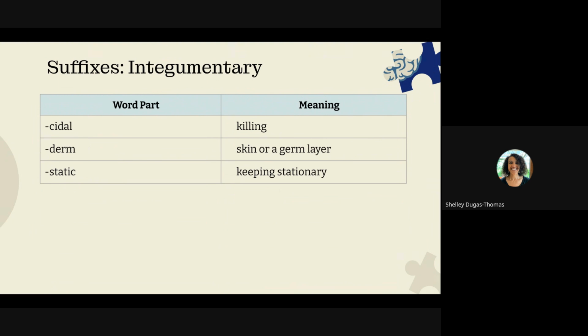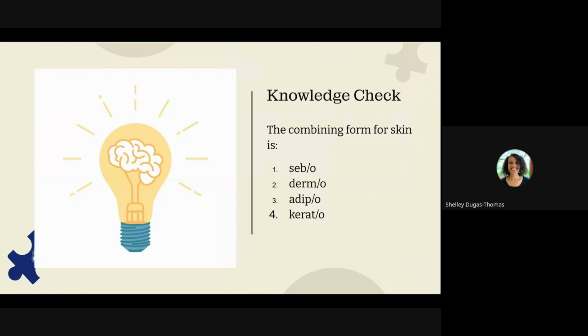And these word endings modify our roots. Cidal means killing or destroying. Combine it with bacteria to make bactericidal. So that's a bacteria killing, usually some type of pharmaceutical. Derm refers directly to the skin layer or an embryonic germ layer, like leucoderm. Static, meaning keeping stationary, halting, or inhibiting growth. A bacteriostatic drug doesn't kill bacteria directly, it stops them from multiplying so the immune system can catch up.